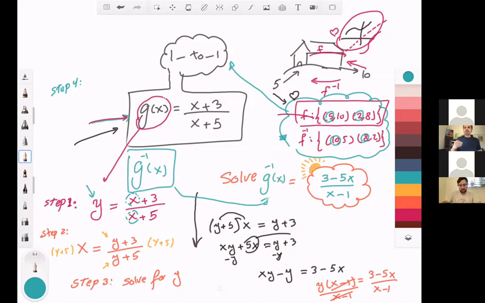So you don't want to give me y. Y was a cheating way to get g of x. When you solve it, you need to replace it with g inverse. So this is the final answer. Any questions here?